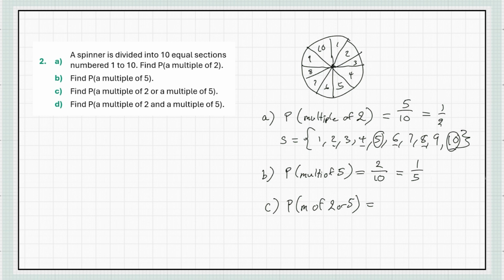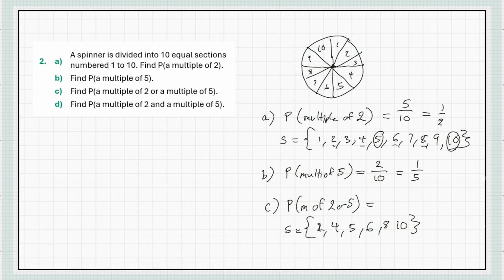So that means that we can't simply add the probability of finding a multiple of 2 and the probability of finding a multiple of 5 together, because there are some values that intersect, right? So the sample space for this question would look like this. It would be 2, 4, 5, 6, 8, and then it would be 10.